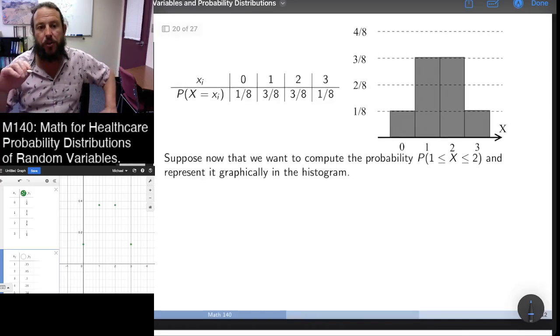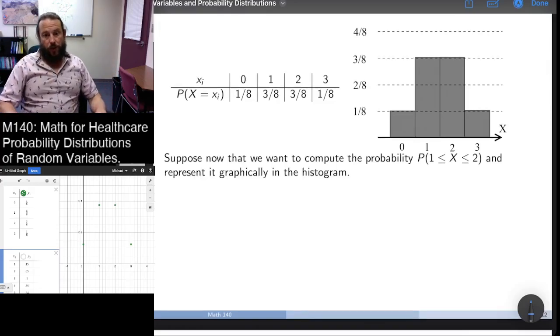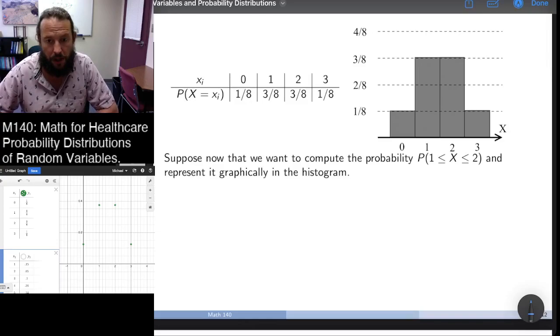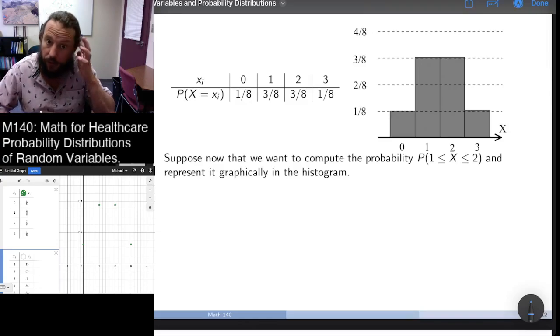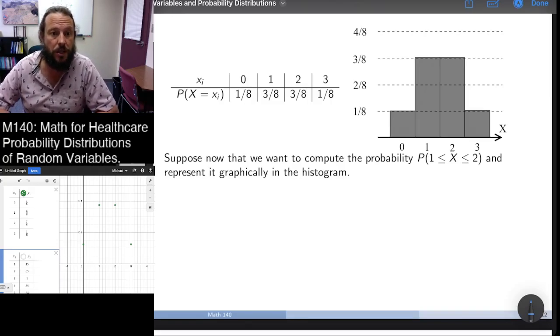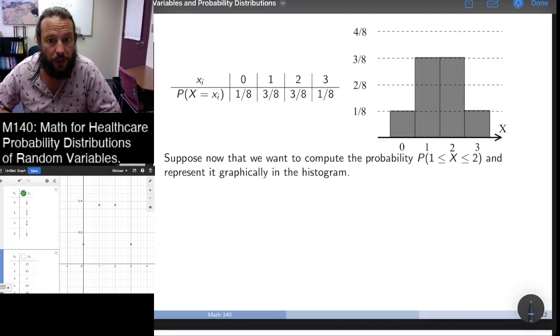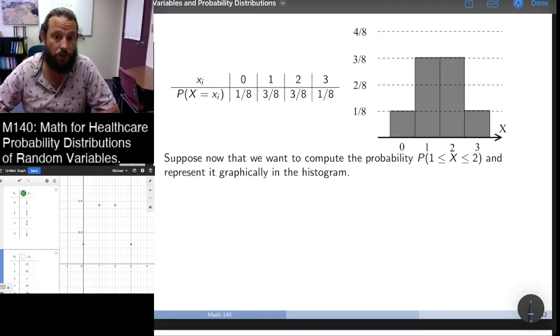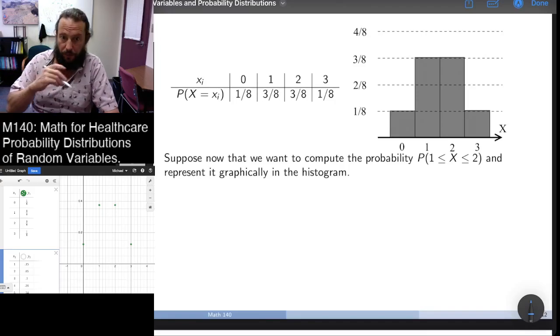Now, let's say I wanted to compute the probability of x being between 1 and 2. I think we know from our last few slides we could figure that out. Go ahead and calculate it. That's going to be 3/8 plus 3/8, right? Because it's either 1 or 2, and that's going to be 6/8 or 3/4 or 0.75, whichever you prefer.